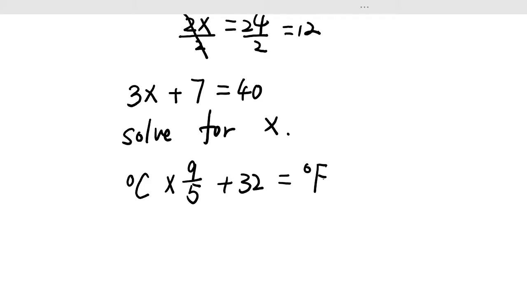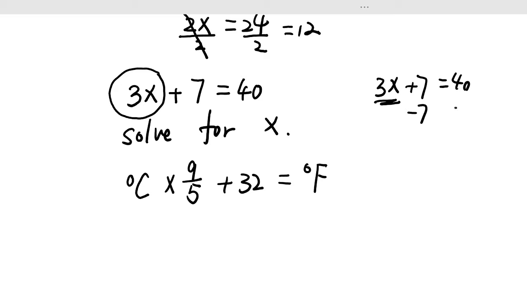So while I'm waiting for your answers, I'm going to show how to solve the problem 3x plus 7 equals 40. Right, the first thing we're going to do is leave 3x by itself. Do not touch a term with x. We have to have x terms on the left side. And we're going to move 7 to the right side by subtracting 7.